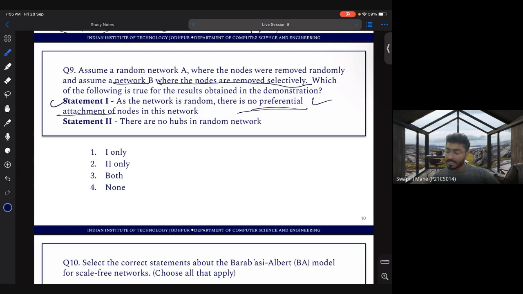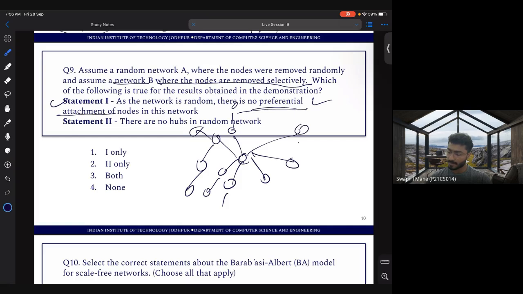Second statement: there are no hubs in a random network. Here, we have already discussed what a hub is. A hub means a node which has a higher degree, right? It is connected to multiple nodes. Let's say like this, this is a node, right? And further it is connected to nodes like this.